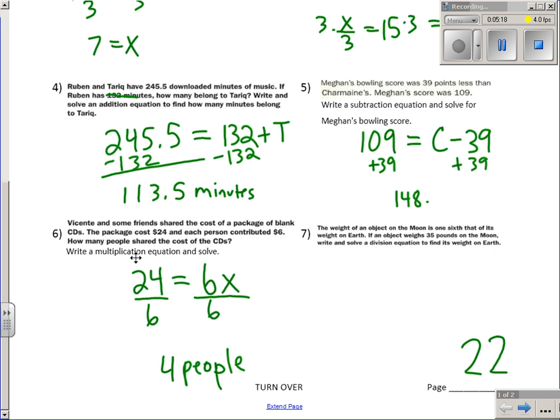All right, last example, number 7. The weight of an object on the moon is 1/6 that of its weight on Earth. If an object weighs 35 pounds on the moon, write and solve a division equation to find its weight on Earth. All right, so if an object weighs 35 on the moon, we know that is 1/6 of the weight on Earth. So here we can divide each side by 1/6, or we can multiply each side by the reciprocal of 1/6, which is 6. I'm going to choose to do that. So then I know that 210 pounds would be the weight on Earth if somebody weighed 35 pounds on the moon.